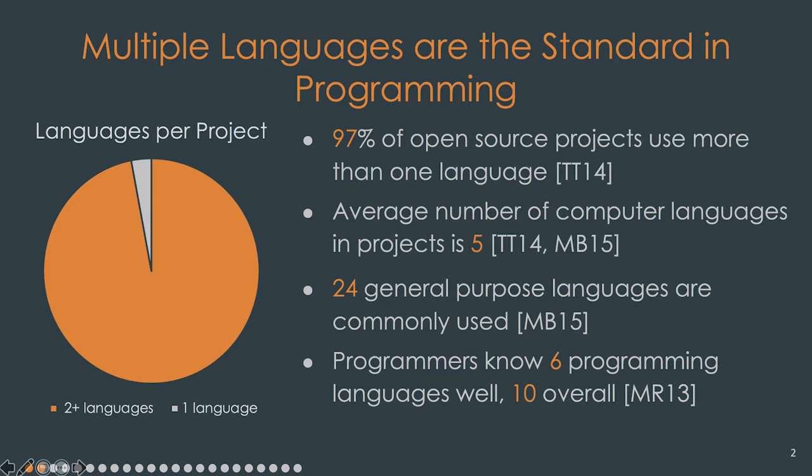When you look at open source repositories, you find that 97% of open source repositories actually have more than one computer language. That averages up to 5 per project. And generally, we found that there are about 24 general purpose programming languages in common use today. Also, when you ask programmers how many programming languages they know well, they say 6, and 10 overall. So that's also really interesting when you think about all the knowledge that a developer needs to have to be able to keep up with all those languages.